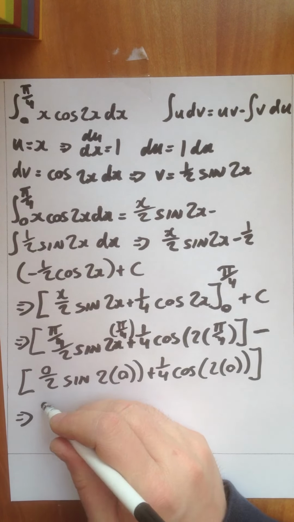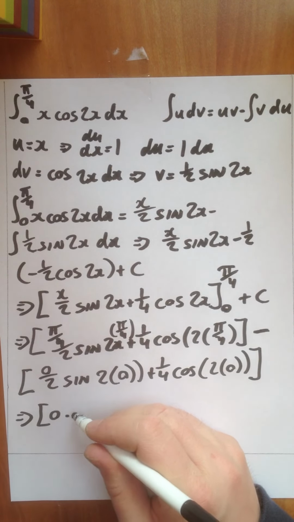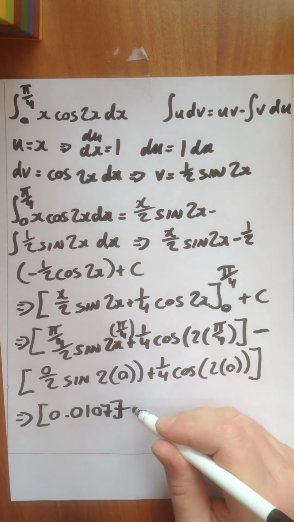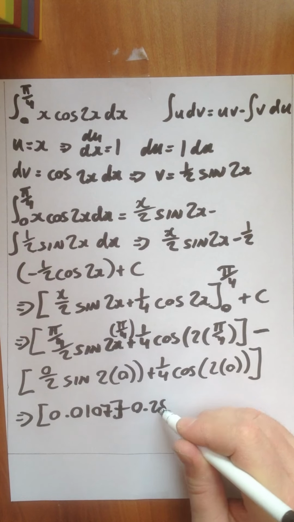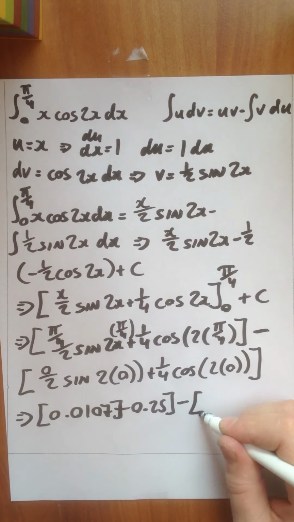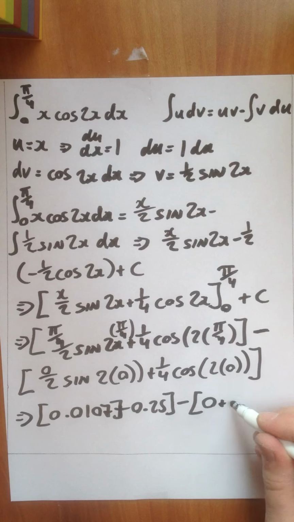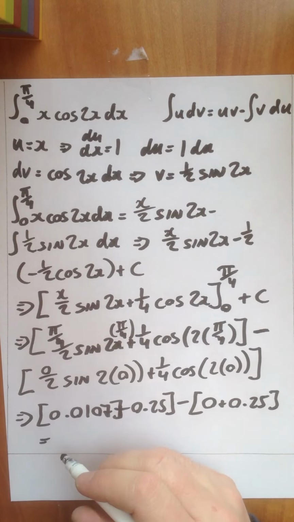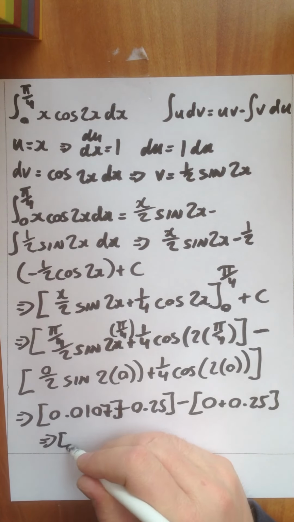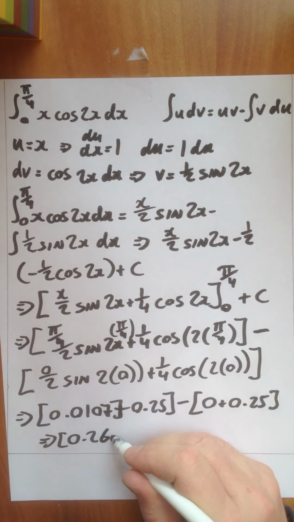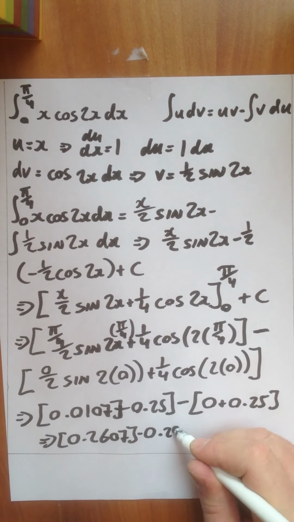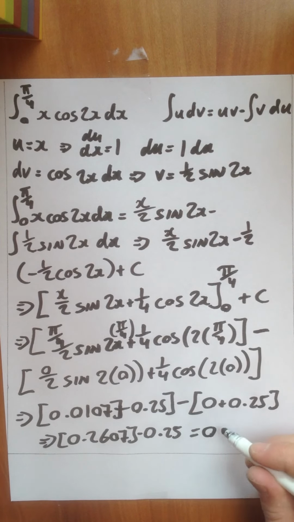This will then give us 0.0107 plus 0.25, minus 0 plus 0.25. That gives 0.2607 minus 0.25, which gives us an answer of 0.0107.